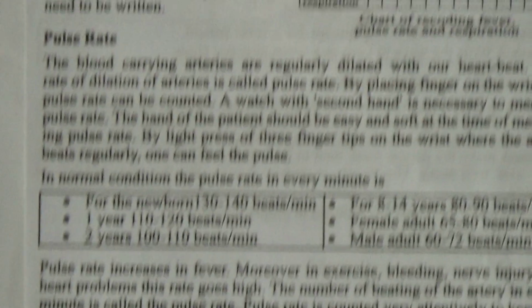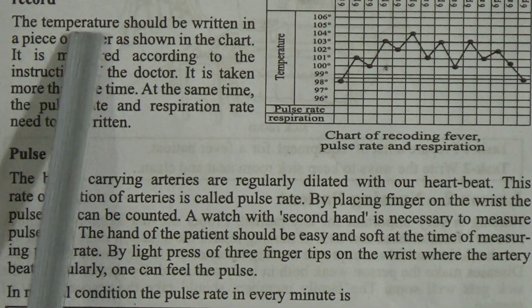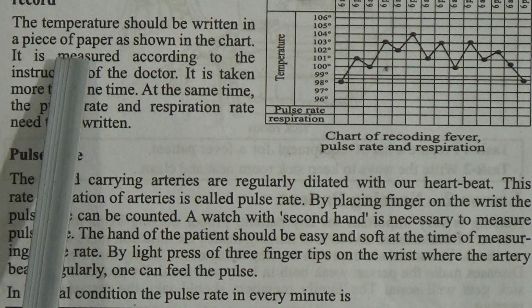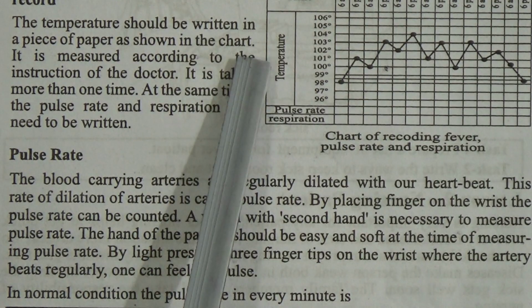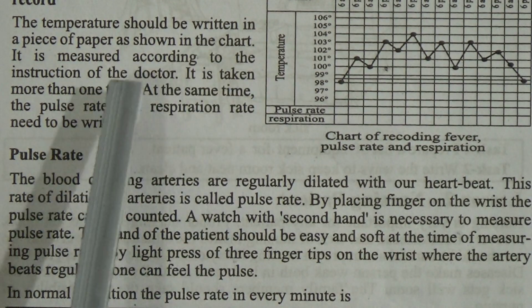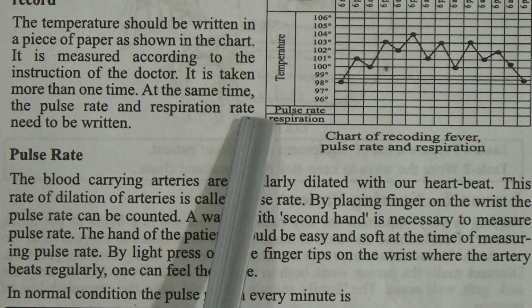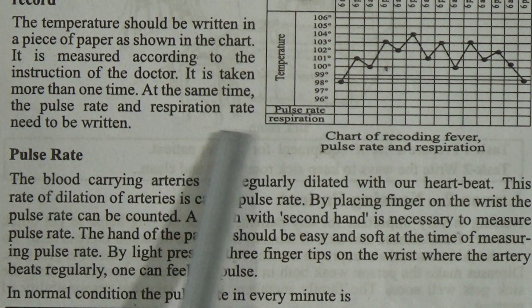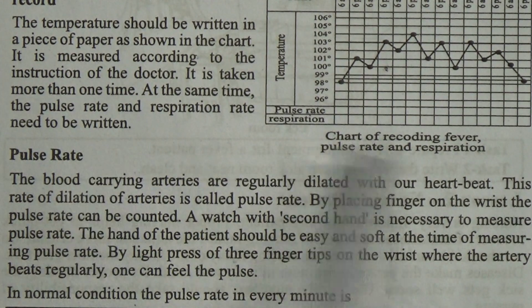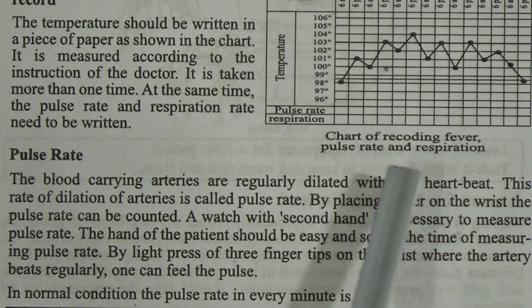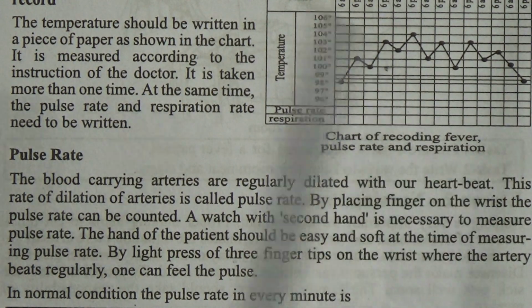Now, rules for keeping temperature record. So what are the rules of keeping a temperature record? Here we will learn about that. The temperature should be written on a piece of paper as shown in the chart. It is measured according to the instruction of the doctor. It is taken more than one time. At the same time, the pulse rate and respiration rate need to be written. Here you can see the picture of the chart for recording fever, pulse rate and respiration.